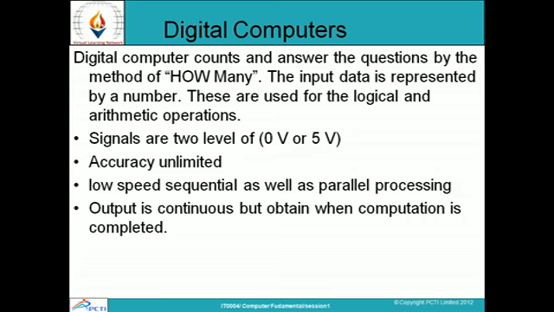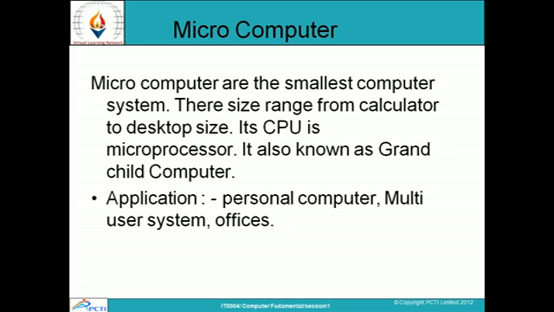इसमें आउटपुट कंटिन्यूअस होता है बट ऑब्टेन्ड व्हेन कंप्यूटेशन इज कंप्लीटेड. अनदर कॉन्सेप्ट ऑफ कंप्यूटर इज अ माइक्रो कंप्यूटर. आप इसके नाम से ही देख सकते हैं माइक्रो कंप्यूटर इज द स्मॉलेस्ट कंप्यूटर सिस्टम. Their size ranges from calculator to desktop size. Its CPU is known as a microprocessor. It is also known as grandchild computer. बेसिकली हम माइक्रो कंप्यूटर्स यूज़ करते हैं मल्टी यूज़र सिस्टम्स में, ऑफिस में.